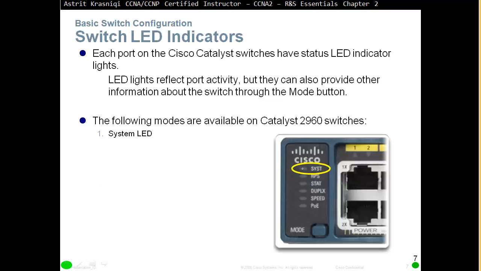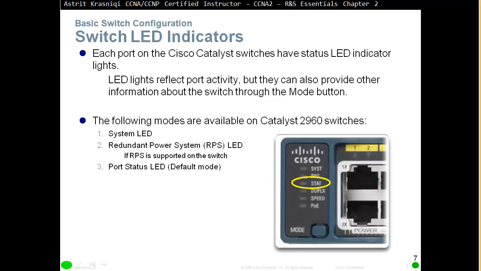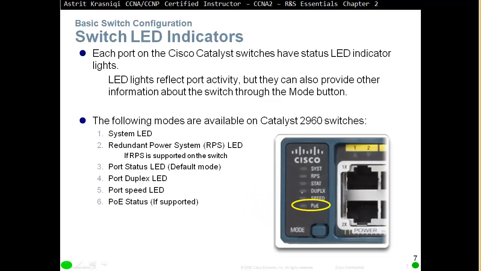As soon as you turn the switch on, you will see this, it will start blinking in yellow. Then the next LED is for if the switch does support redundant power supplies. So if at the back you can connect two power supplies, you will have this LED on as well. The port status LED, if the port is on, then we will have a duplex mode. If the duplex is on, then this light will work. Then we have a port speed LED, as well as power over Ethernet status if it is supported. And then lastly, we have the port LEDs.